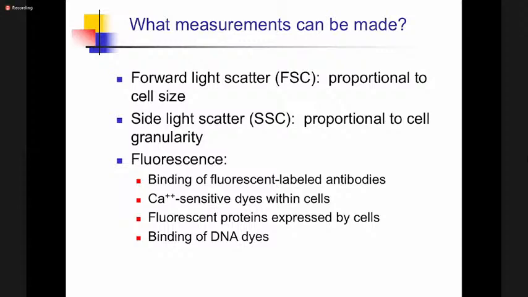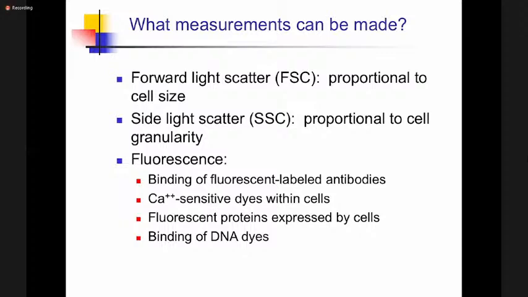So the fluorescence which is done will be helping to bind to the target molecule on the surface of the cell. And you can also have addition of calcium ion sensitive dyes within the cells, and also fluorescent proteins which are expressed by the cells. And you also have the DNA dyes which can be able to mark for you the DNA within the nucleus of the cell and not necessarily on the surface of the cell.